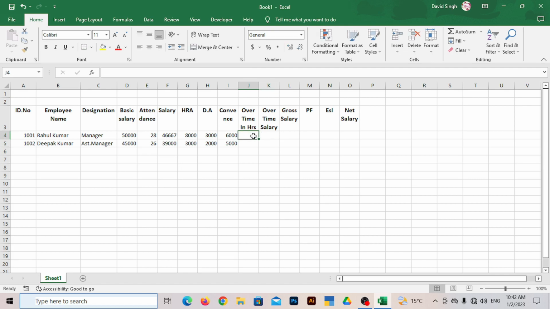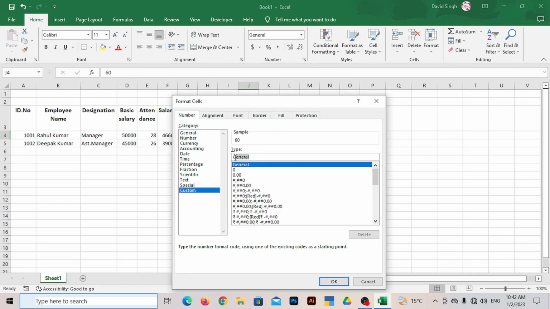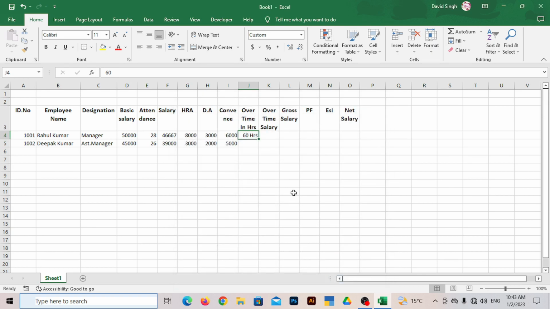Here I have mentioned that Rahul worked for 60 hours. First of all, we are going to calculate the overtime salary. We also have to mention the hours: right click, format cells, custom, general, type double quote hours double quote, click OK. Here it shows the hours, and here Deepak is working for 45 hours.